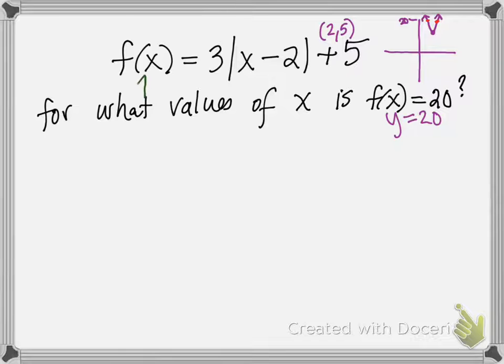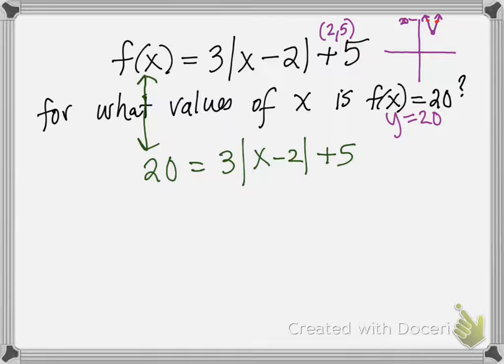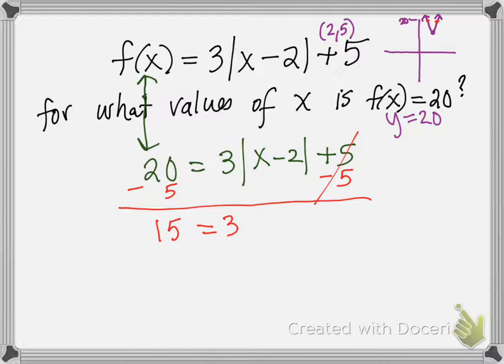So to start this, all I have to do is plug in 20 for f of x, right? So instead of f of x, we're going to plug in 20. So 20 is equal to 3 absolute value of x minus 2 plus 5. To solve an absolute value equation, the first thing you want to do is isolate the absolute value symbol. So to get x alone here, the first thing I would do is subtract 5 from both sides. So I'm left with 15 is equal to 3 absolute value of x minus 2.